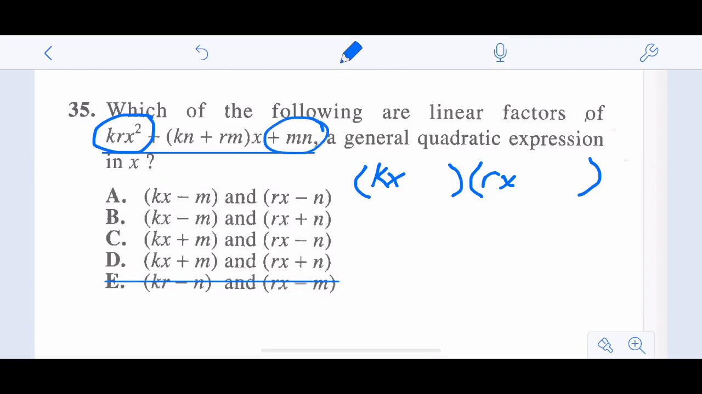Now let's look at positive mn. So we need something that's going to give us a positive mn. So it looks like the positive would work, negative would work.